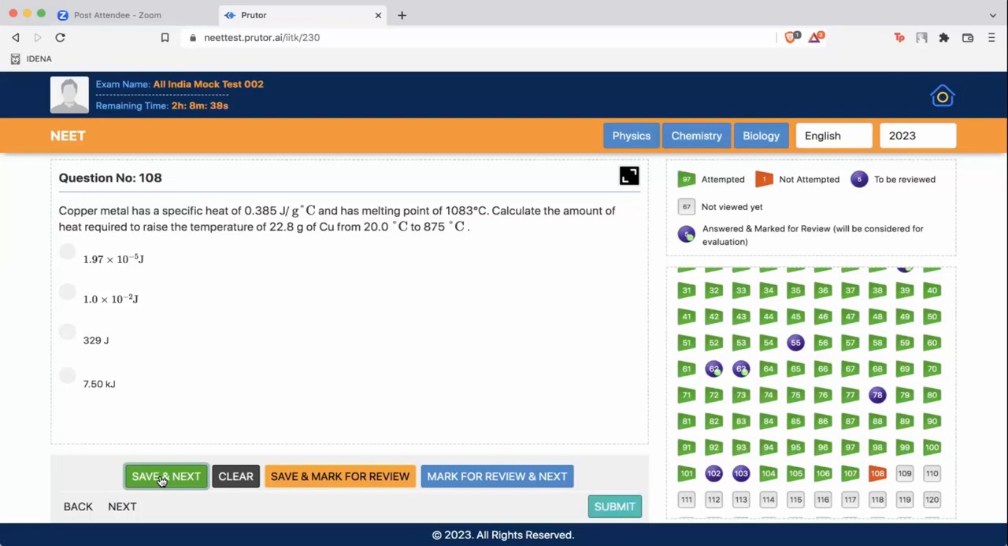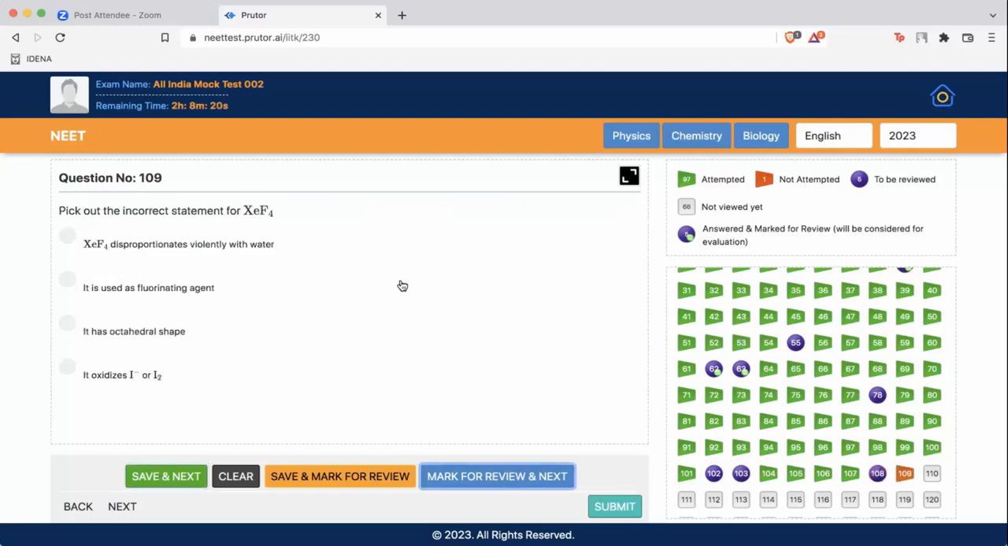Okay, this is a new question. Copper metal has a specific heat of 0.385 joule per gram degree Celsius and a melting point of. Okay, we'll come back to this later, see if you have any other questions.